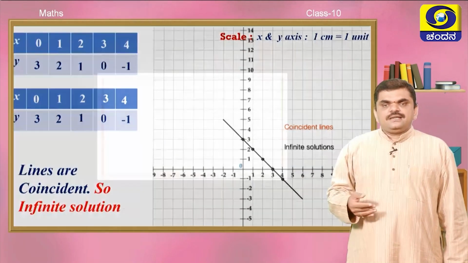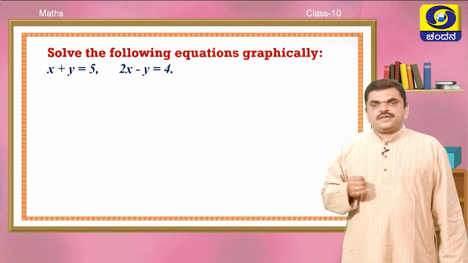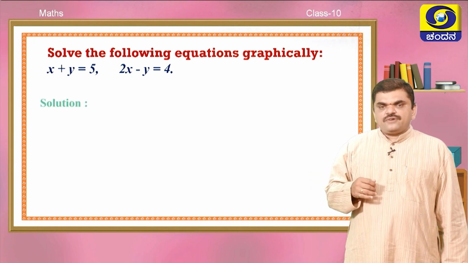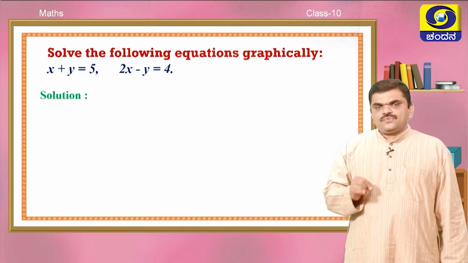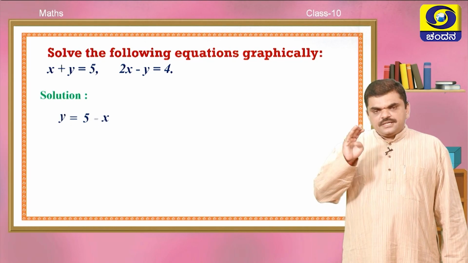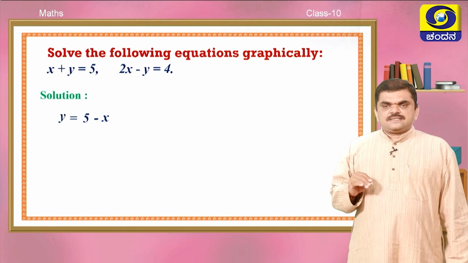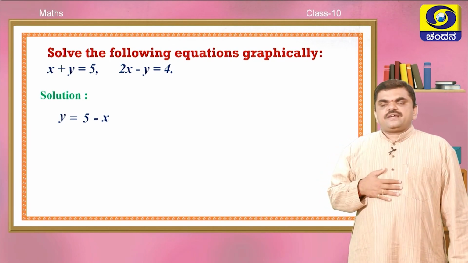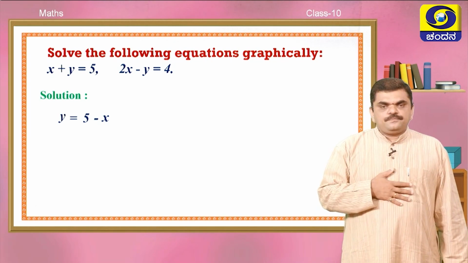Children, next let us take one more example. Solve the following equations graphically. x plus y is equal to 5, 2x minus y is equal to 4. So, write x in terms of y, that is y is equal to 5 minus x, nice. Now, give the values for x, just do it yourself children, I will give time.